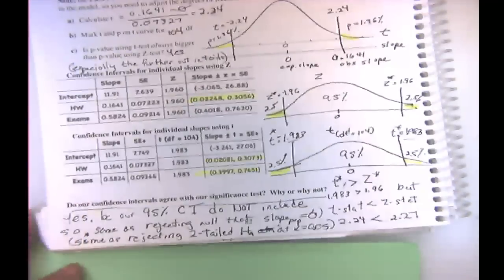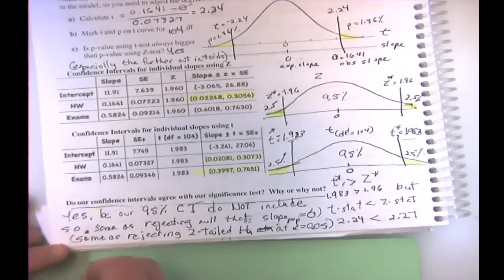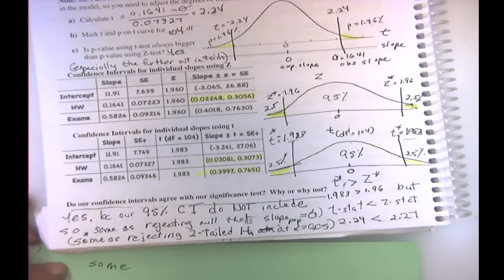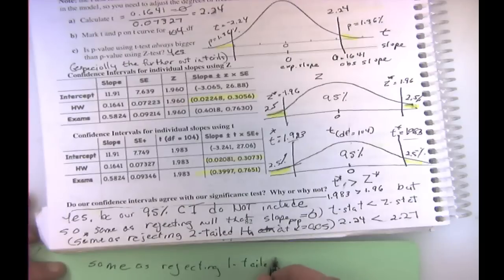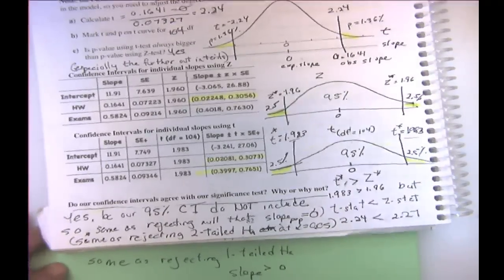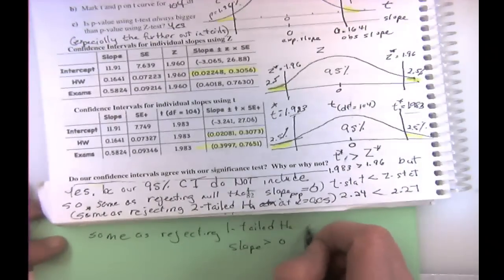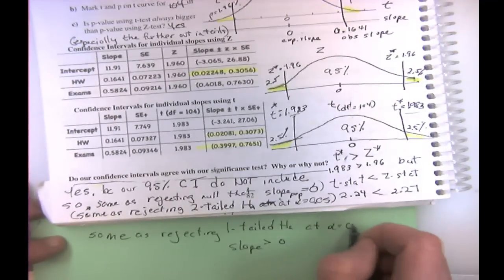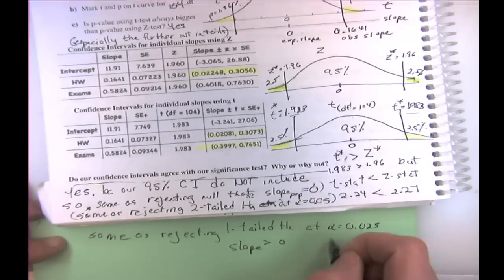It's the same as rejecting the one-tailed, the directional alternative, that the slope is greater than 0, not just not equal, at alpha equals 0.025, 2.5%.